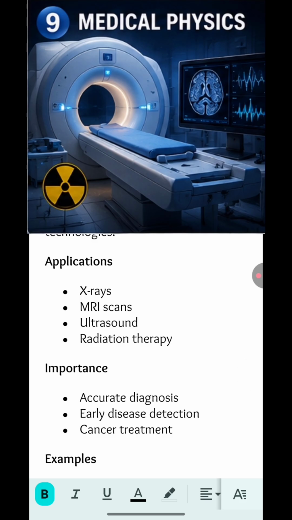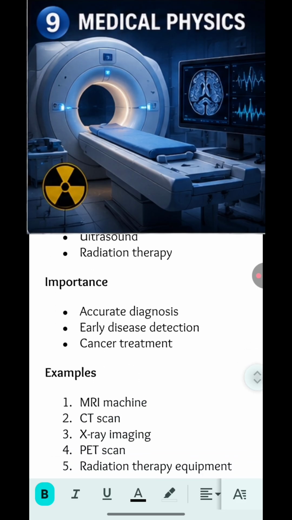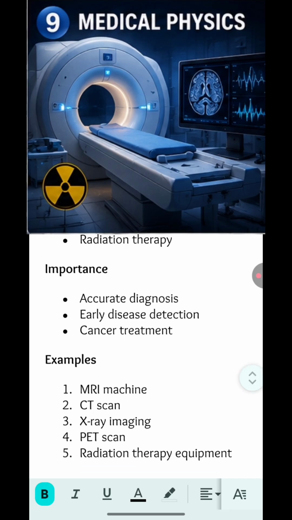Importance: to do accurate diagnosis, early detection, and for cancer treatments also. Examples: MRI machines are made by emerging technologies of physics only. CT scanning, X-ray imaging, PET scan, radiation therapy equipment also are applied physics technology.